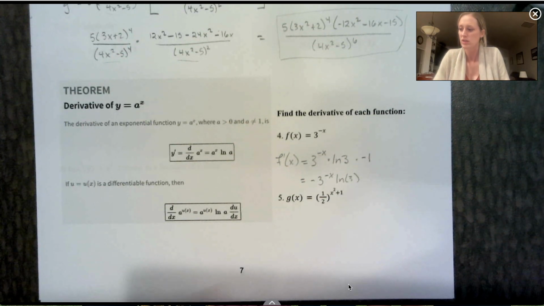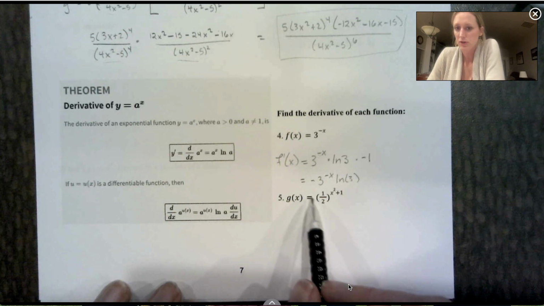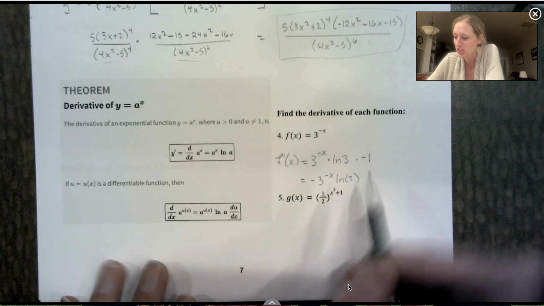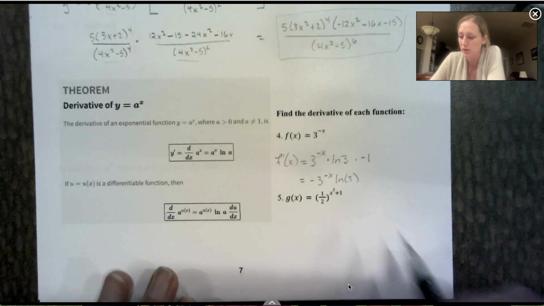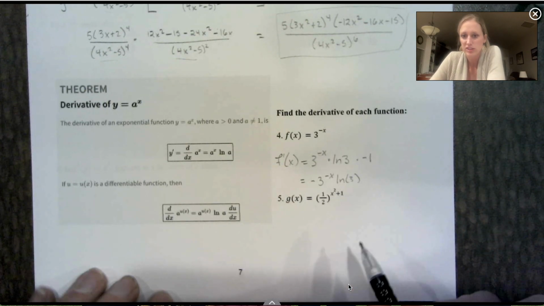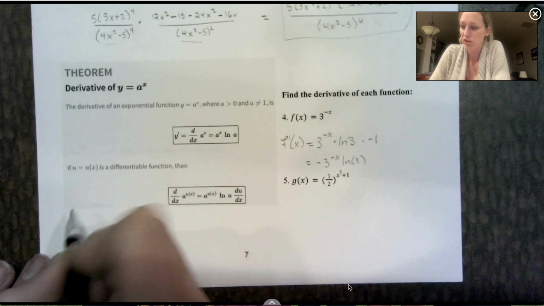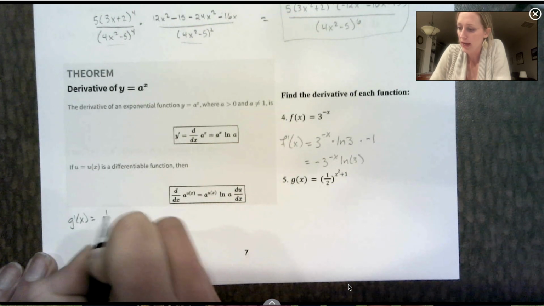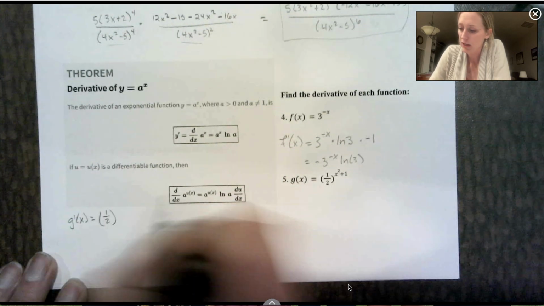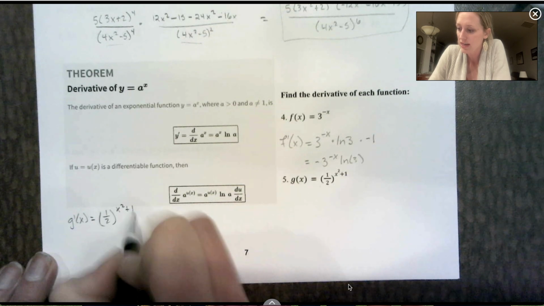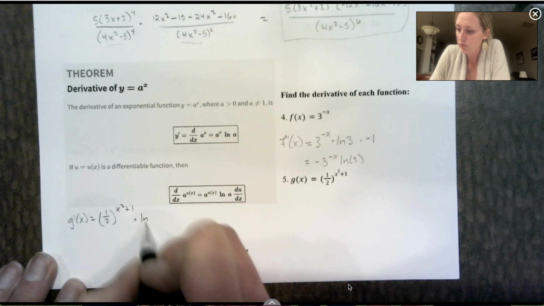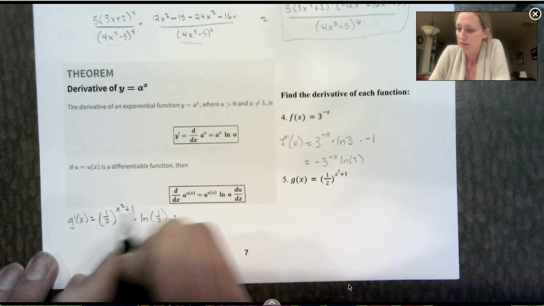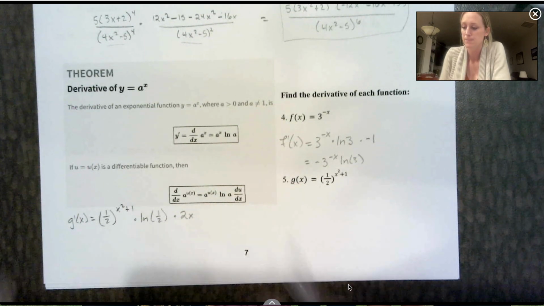Okay. This last one, again, we're going to use the chain rule because it is an exponential function composed with a polynomial. So the outer function's the exponential. So I'm going to say that g prime is equal to 1/2 raised to the, keep the exponent the same, x squared plus 1, times the natural log of our base, which is 1/2. Okay, times, using the chain rule, the derivative of our exponent, which is 2x.